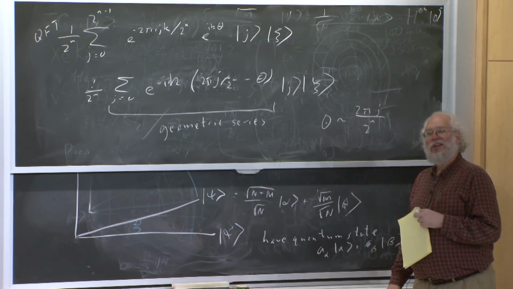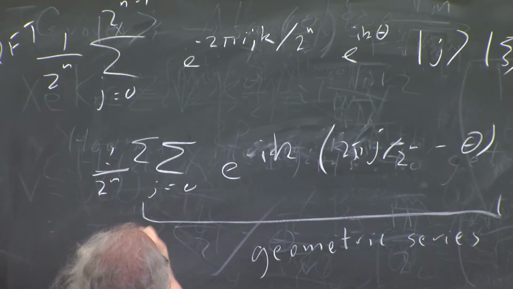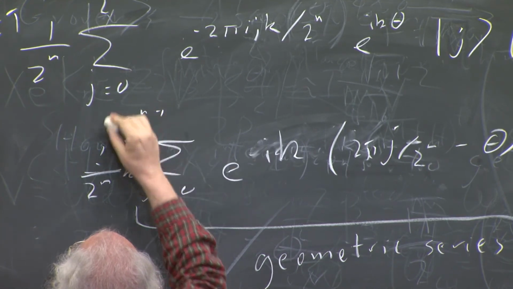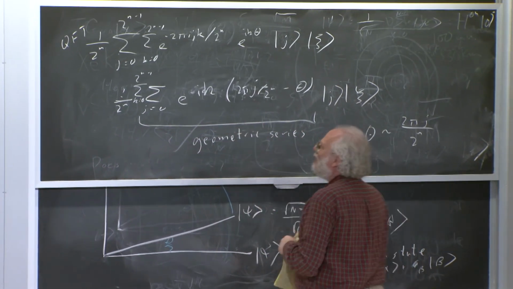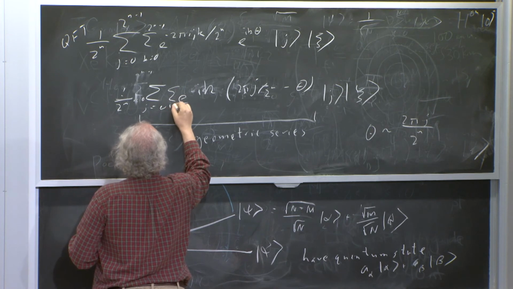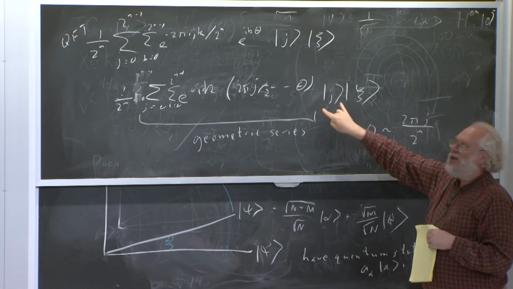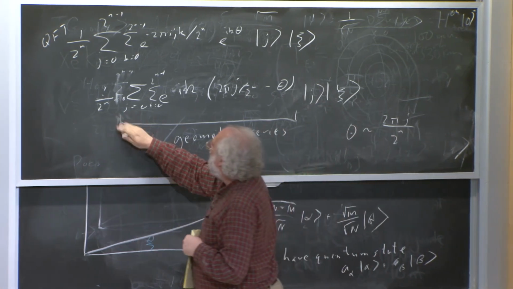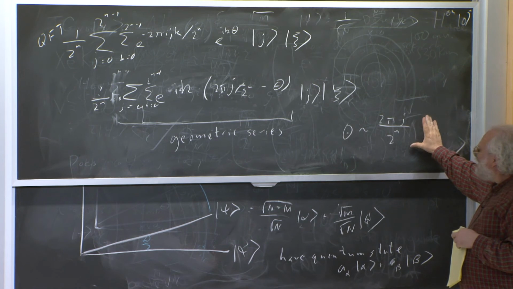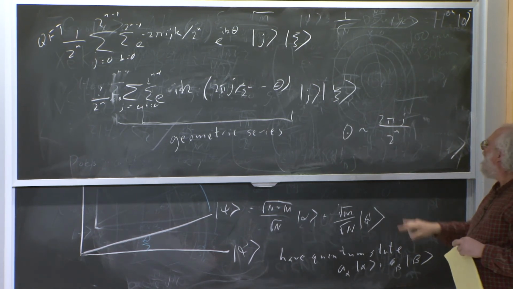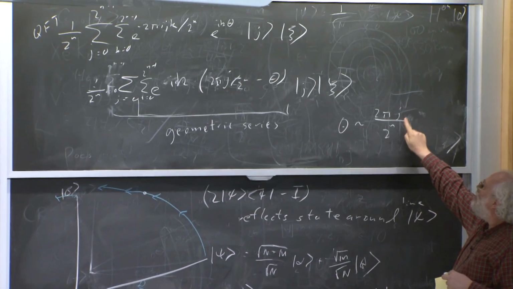Yeah? There's also a sum over k, right? Yes, there's a sum over k, and it's the sum over k which gives you the geometric series. And the sum over j just gives you this. So we see j with the sum over k, which is the geometric series, and the analysis of the geometric series is exactly the same as last time. So that gives you theta is approximately 2 pi j over 2 to the n.